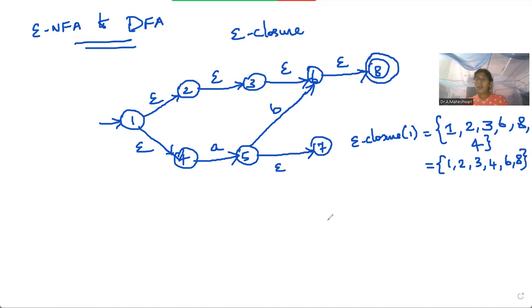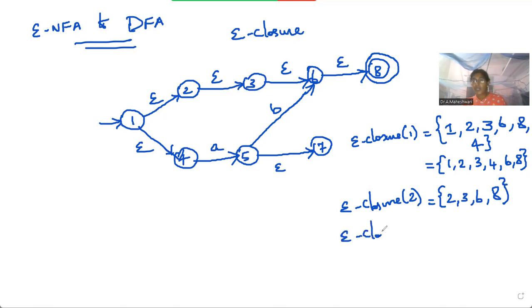That's it. Like that, E-closure of 2 is equal to: first include 2. From 2, what are all the empty moves we have? First 2 to 3 is an empty move. Then include 3. From 3 you also have an empty move to 6. 6 also has an empty move to 8. That's it. There is no empty move from 8. You can stop here. E-closure of 3 is equal to: first include 3. Then check the diagram. 3 to 6 and 6 to 8. So we have 6 and 8.